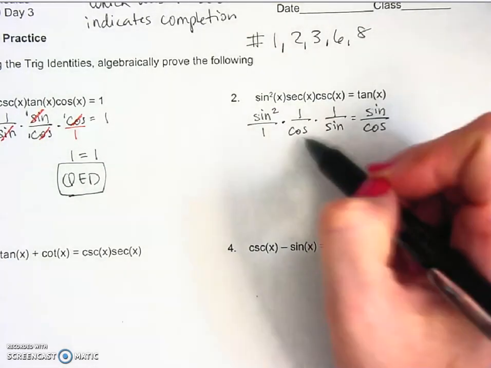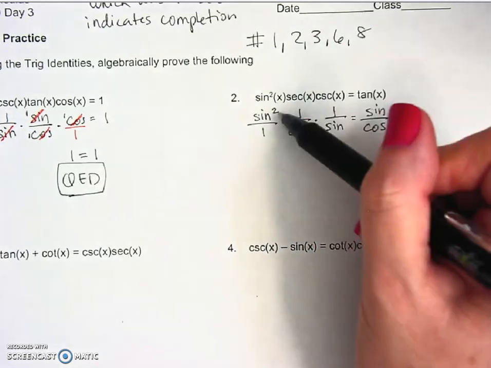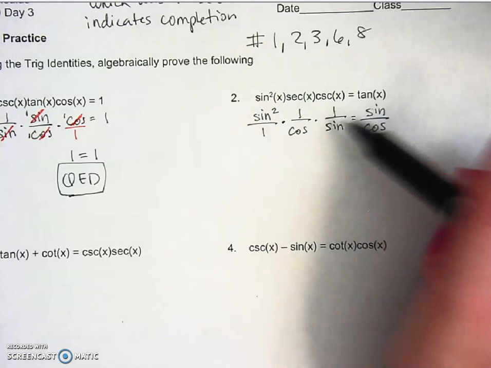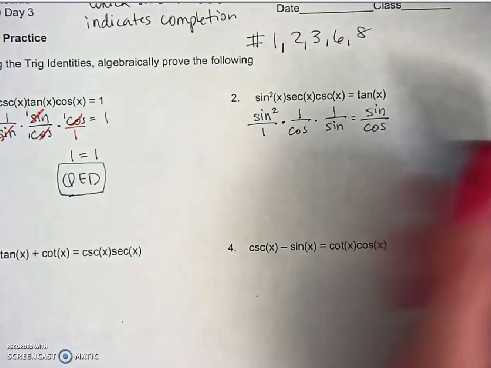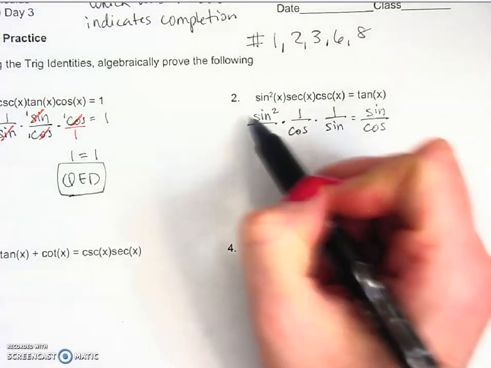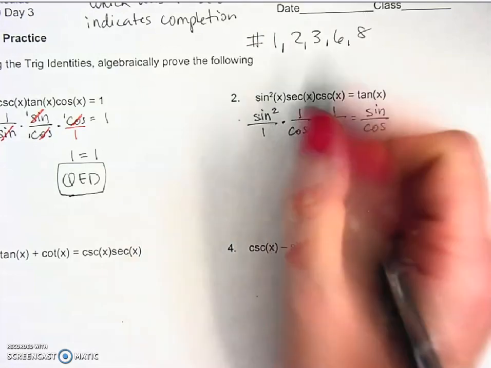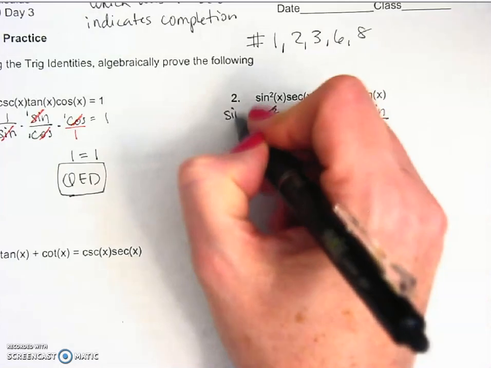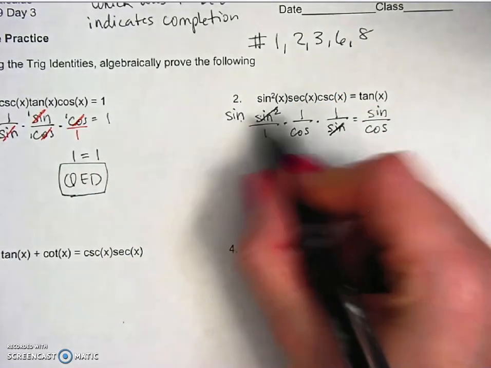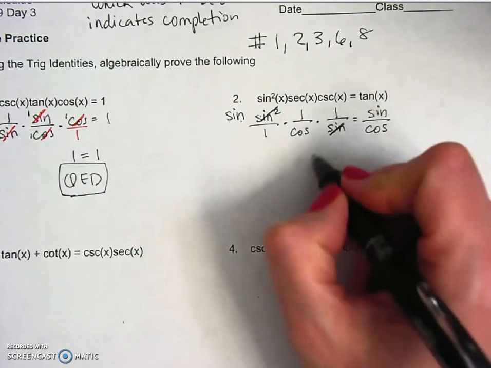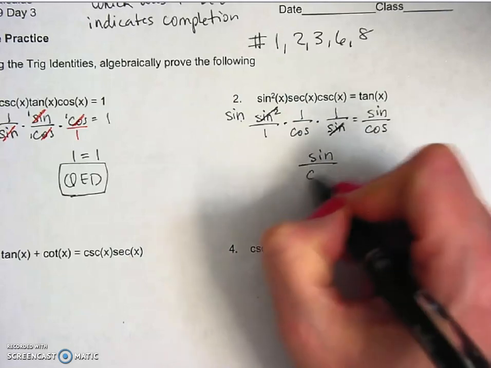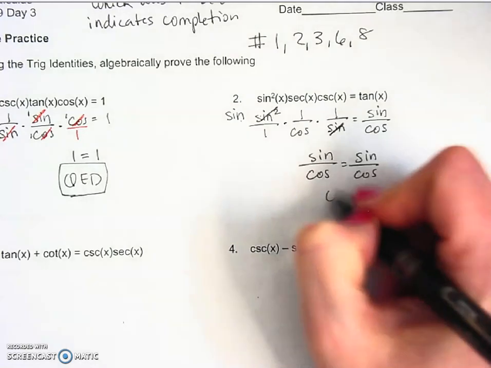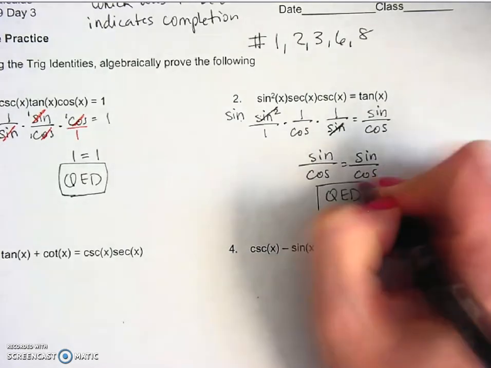So nothing cancels with the cosine, but if I have sine squared on top and 1 sine on the bottom, 1 sine cancels, because remember this sine squared means sine times sine. So one of those sines will cancel, leaving me 1 sine left on top. So now multiplying across my numerators and across my denominators, I have this, which is true. QED.